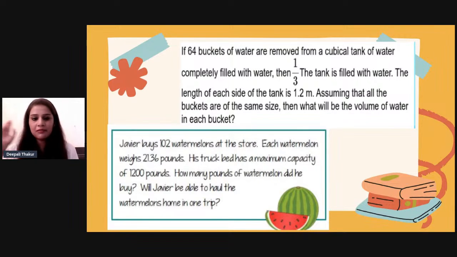Cubicle tank, never seen, I don't know what it is. Assuming too big a word for me to understand. What are you even asking me? Pounds, kg, I don't know what a pound is. I always measure my weight in kgs. Why are you even giving me that? And for heck's sake, why is Xavier buying 102 watermelons? Because everyone thinks in the mother tongue. And mathematics is a language of quantity.